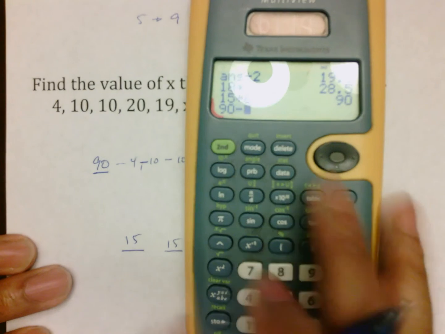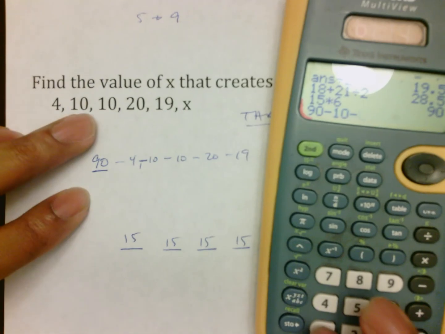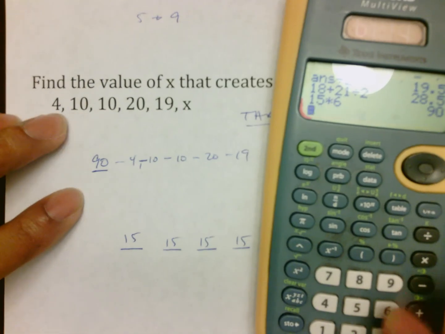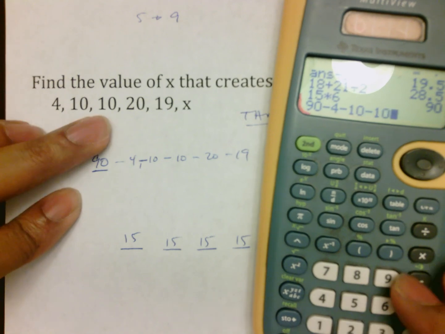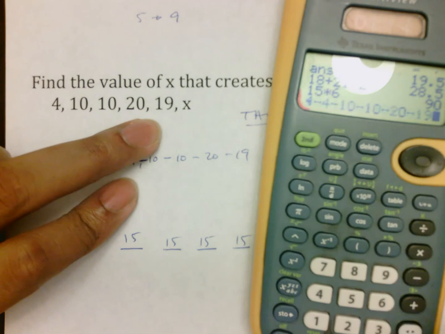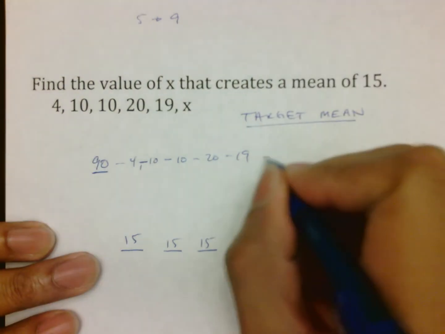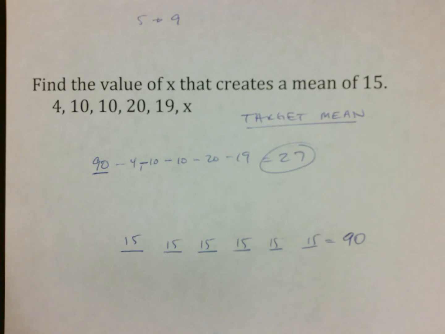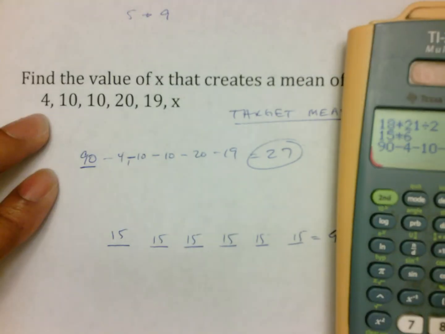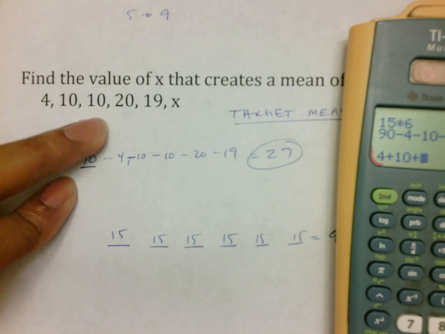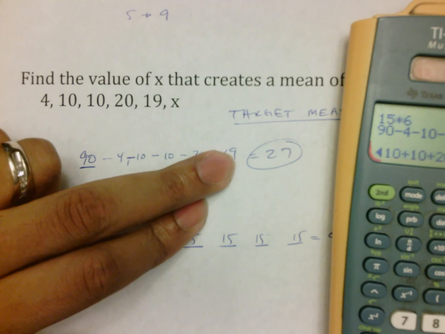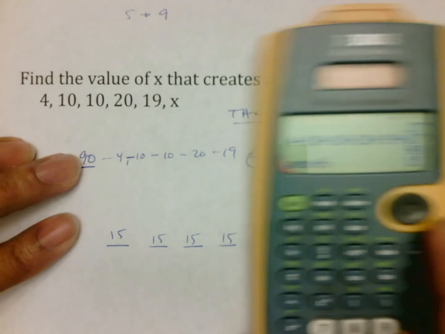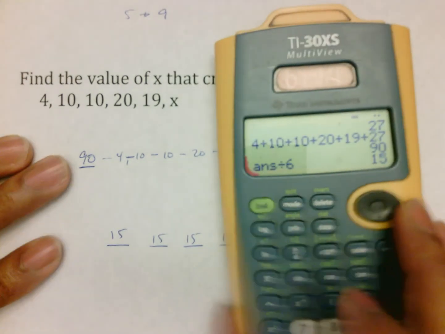So I do 90 minus 10 minus 4, I'm sorry. And I end up with 27. And the beauty of this is that you can actually check your answer by plugging that in for x to go 4 plus 10 plus 10 plus 20 plus 19 plus 27 equals, and divide that by 6 to see that your mean is 15.